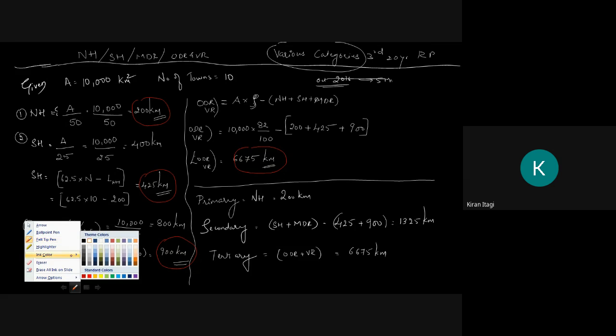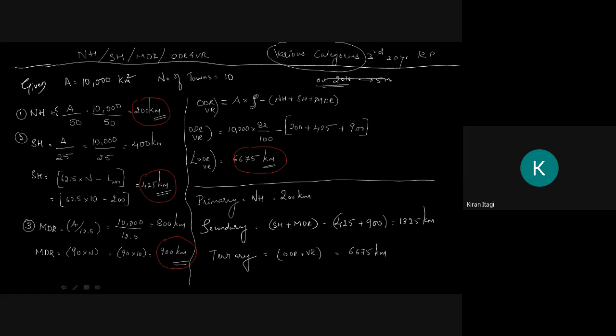So if he is asking to determine the various categories, then you have to determine the primary, secondary, and tertiary. If not, and he is just directly asking to determine the length of national highway, state highway, major district road, other district road, and village road, you can stop there. If he is asking for the lengths of various categories, then you have to go for primary, secondary, and tertiary. This will be your answer.